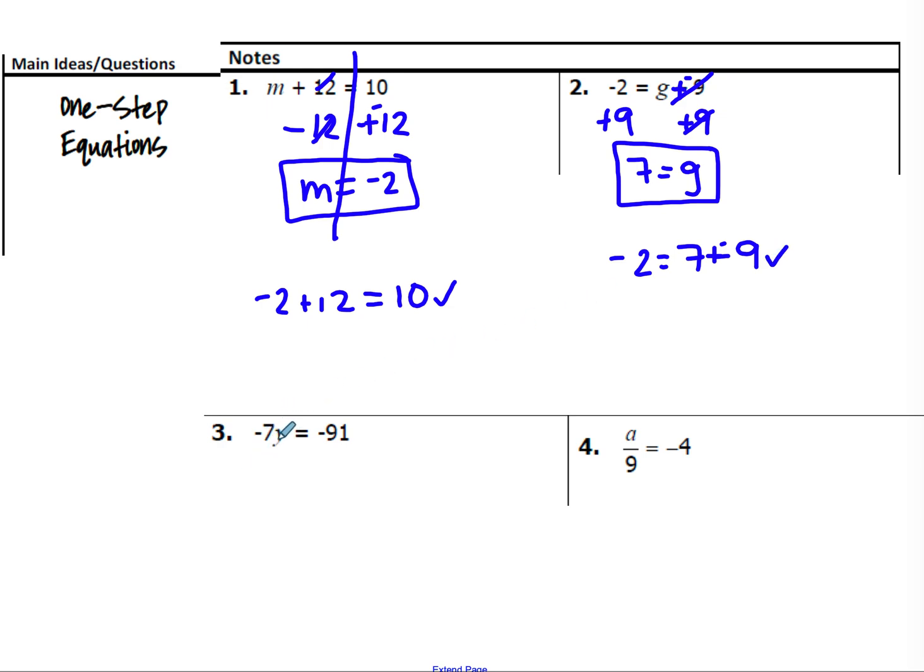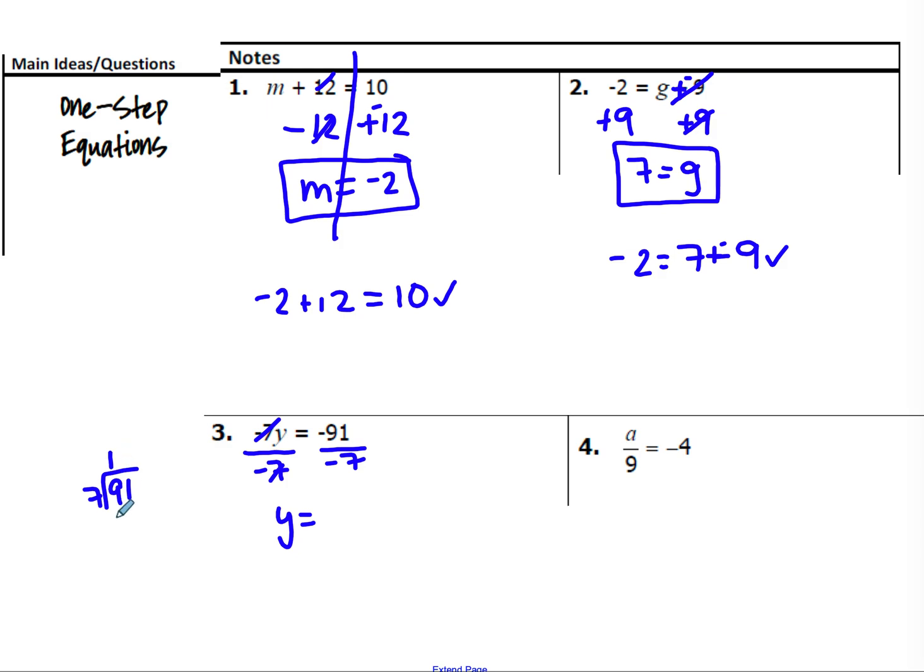Number 3, negative 7y equals negative 91. All right, so I need to cancel out my multiplication with division. I am going to keep that a negative 7, so the sign is staying the same on this one because I have to cancel out the negatives as well. Negative 7 divided by negative 7 is positive 1. So as they cancel out, that leaves me a y. Then I do negative 91 divided by negative 7. That's not something I knew off the top of my head, so I'm going to do it off to the side.